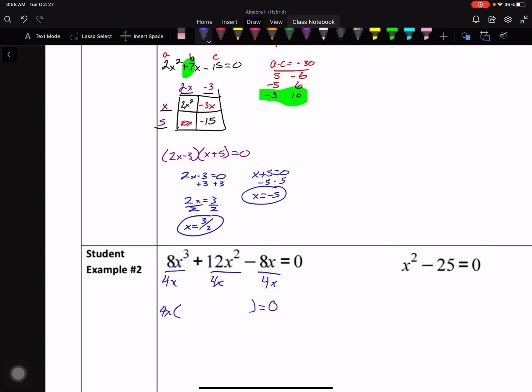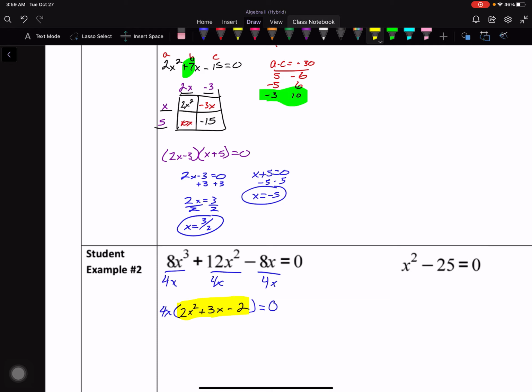Here's what's left over. 8x cubed divided by 4x will be 2x squared. 12x squared divided by 4x will be 3x. Don't know what happened here. Oh my goodness. And 8x divided by 4x is 2. So we have our GCF factored out, and as I mentioned earlier, you should always try to factor out what's left over in the parentheses if you can. And in this example, yes, we can.